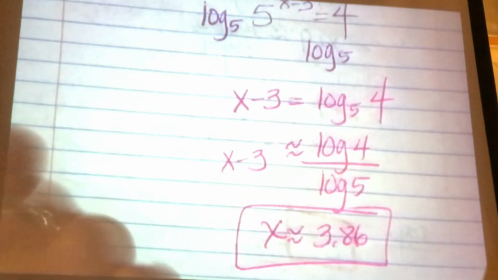Let's try another one and then I'll give you another doyo. Example 4. Mina, am I going too fast? Are we okay?